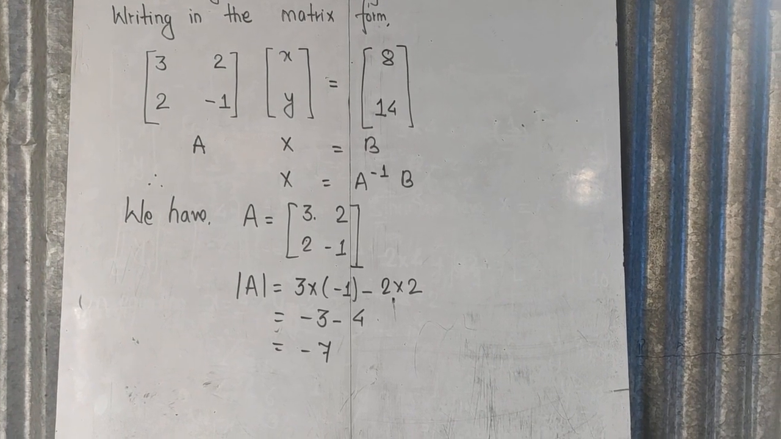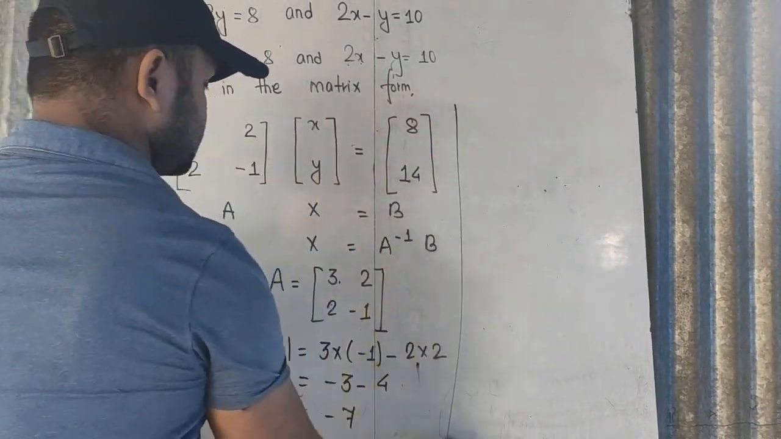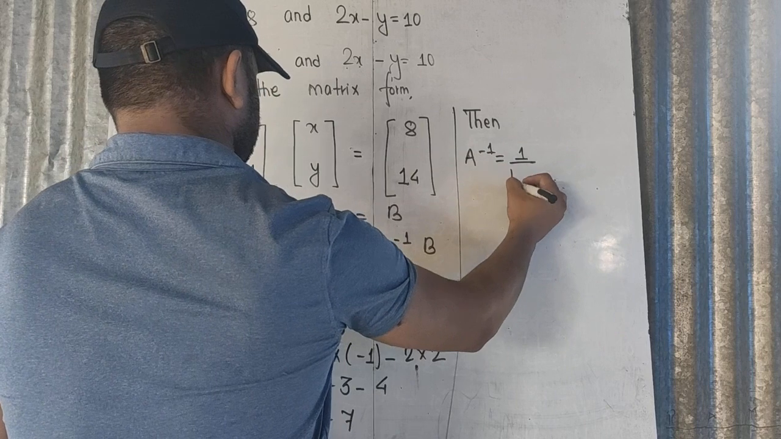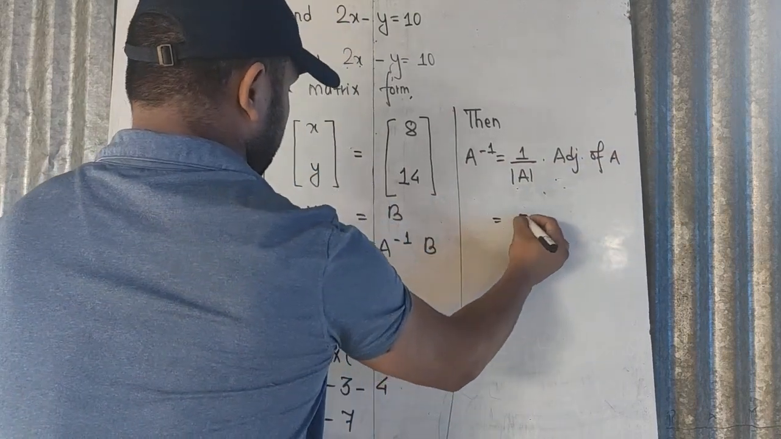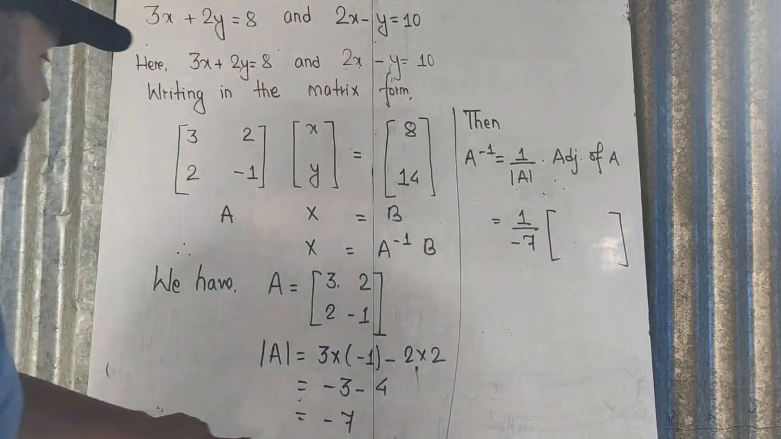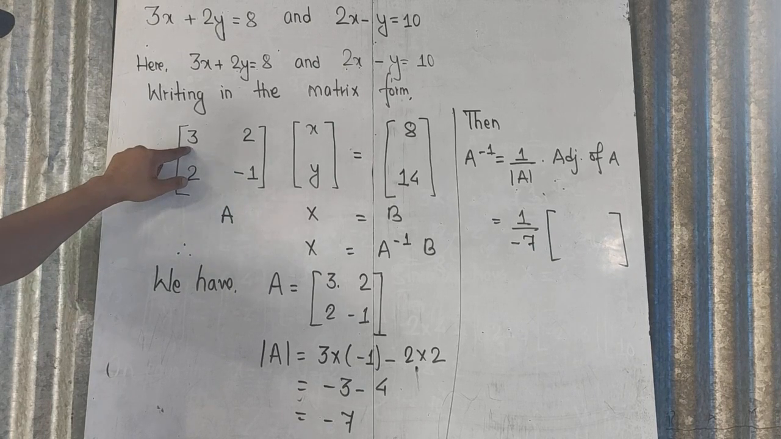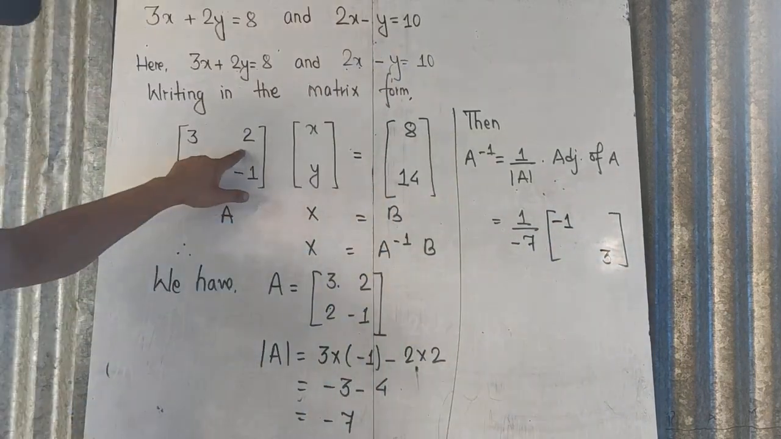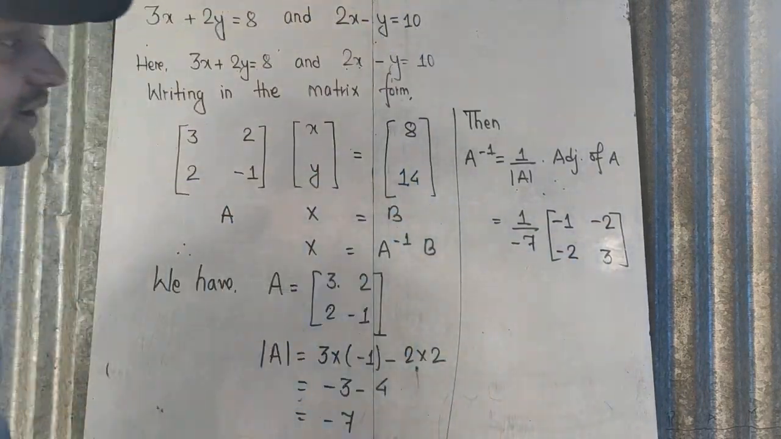Now we know how to find the inverse of the matrix. A inverse equals 1 by the determinant of A into adjoint of A. Now 1 by the determinant of A is 1 by minus 7, and to find the adjoint of A, we change the places of the elements in the principal diagonal. Here is 3 and here is minus 1. Now we change their positions: minus 1, 3. These 2 and 2 are the remaining elements. We change the sign of the remaining elements: minus 2, minus 2. Now we have A inverse.